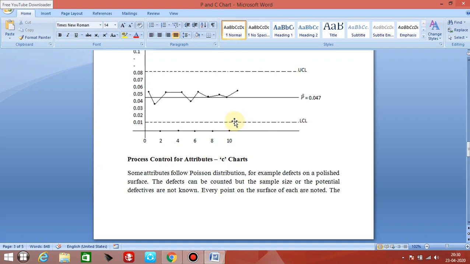Now next comes C chart. Now what is this C chart? Some attributes, already I have said, follow Poisson distribution. For example, defects on a polished surface. The defects can be counted, but the sample size or the potential defects are not known. Every point on the surface of each are noted.